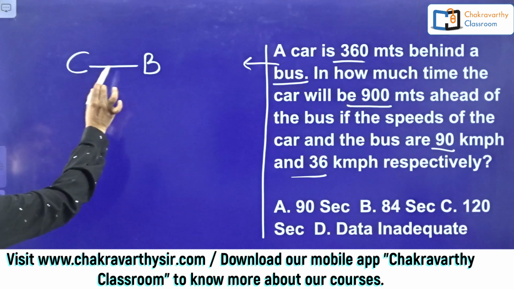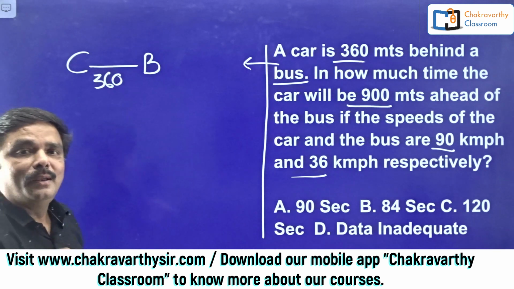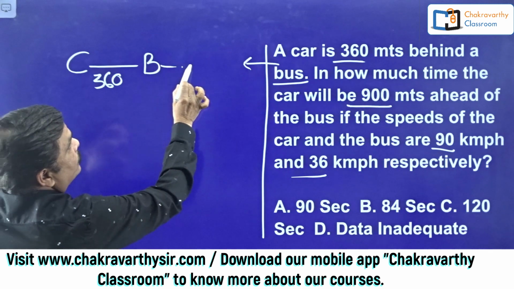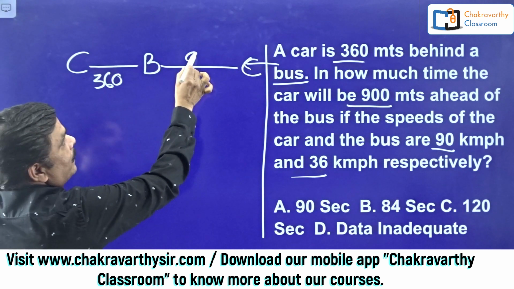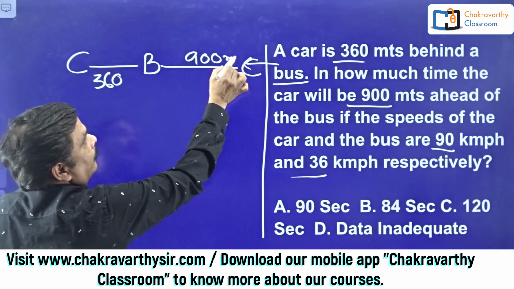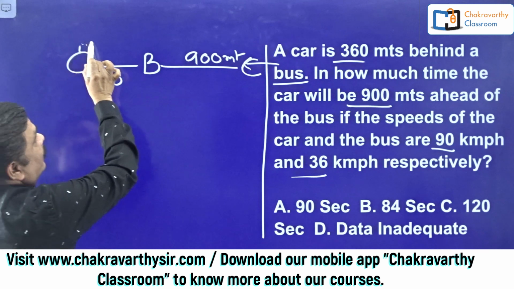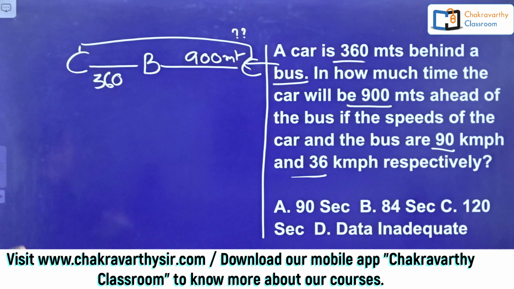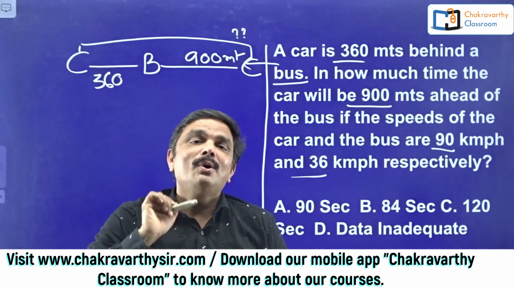The distance between car and bus according to the question is 360 meters. Now the question is the car should be here. That means the car should be 900 meters ahead of the bus. In how much time will the car reach this place is the question, isn't it? See students, here the relative speed concept comes into the picture.